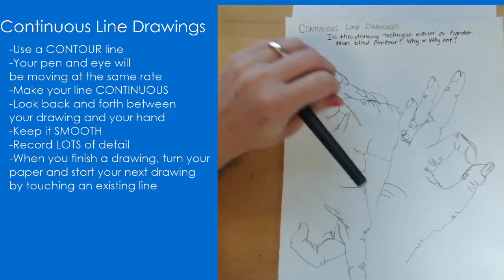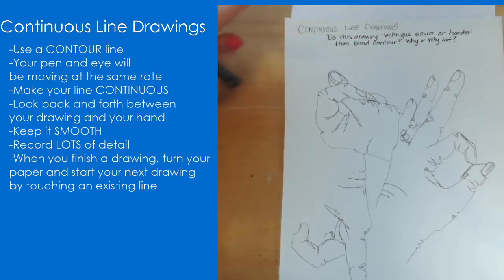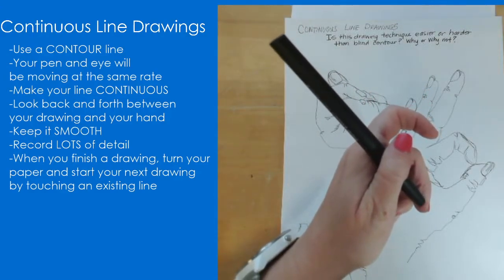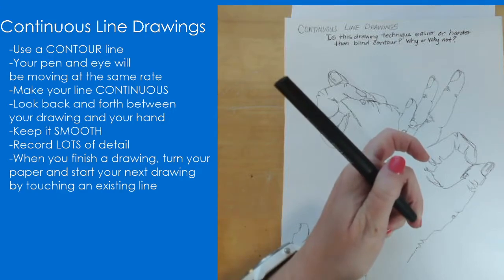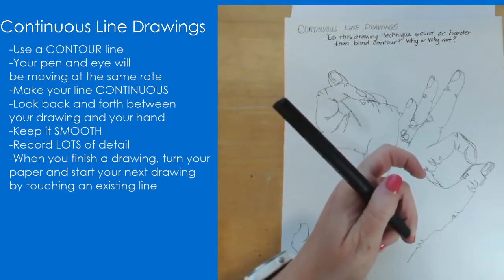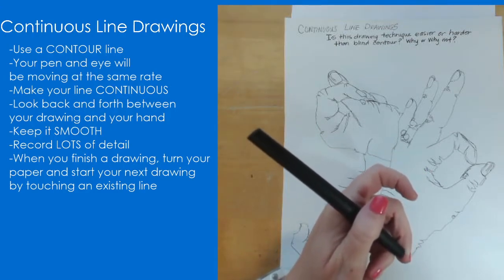This should be a detailed drawing. You're going to kind of notice these things over on the side of the screen that you're paying attention to. Use a contour line. Your pen and eye will be moving at the same rate. Make your line continuous. Look back and forth between your drawing and your hand. Keep it smooth. Record lots of details.